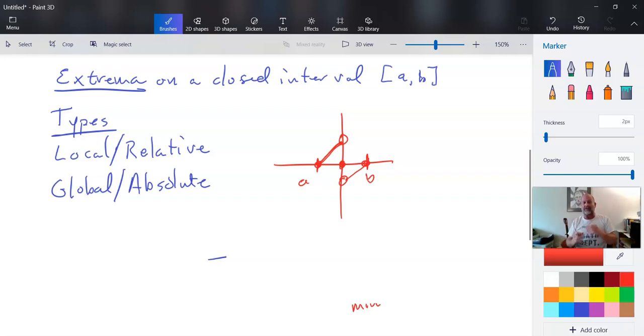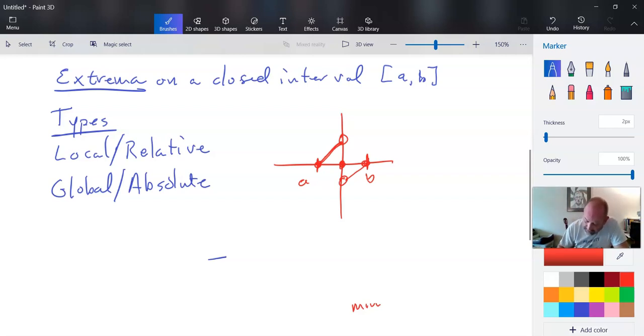If there are discontinuities anywhere in the function, you can have a situation where there are no global maxes and no global minimums. If you have a continuous function, you're always guaranteed to have at least a global maximum and a global minimum.